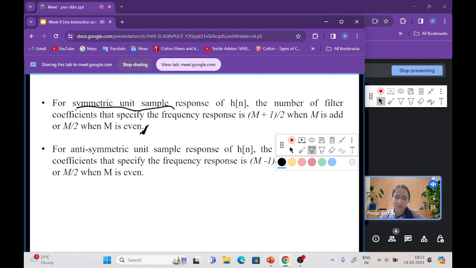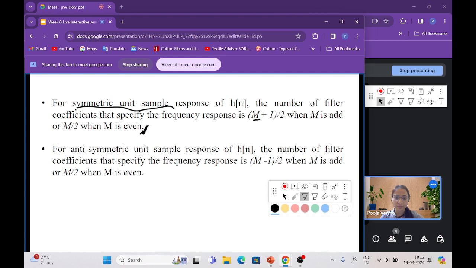So if someone asks about the filter coefficients, when M is odd, then the number of filter coefficients must be M plus 1 divided by 2, and when M is even, then M by 2. And if the unit sample response is antisymmetric, then the number of filter coefficients is M minus 1 divided by 2 when M is odd, and M by 2 when M is even. Okay.